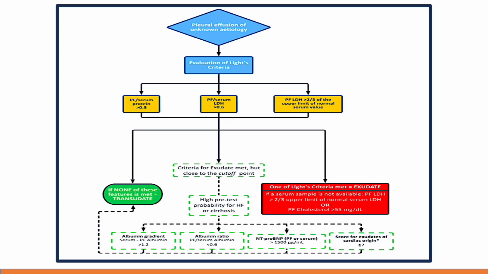Now, this is a simple flowchart that summarizes what we discussed in our last talk. When we are dealing with pleural effusion of unknown etiology, the first thing we have to do is evaluate the Light's criteria. To summarize my previous talk, if the pleural fluid to serum protein is more than 0.5, the pleural fluid to serum LDH is more than 0.6, or the pleural fluid LDH is more than 2/3 of the upper limit of normal, it's a clear-cut exudate.